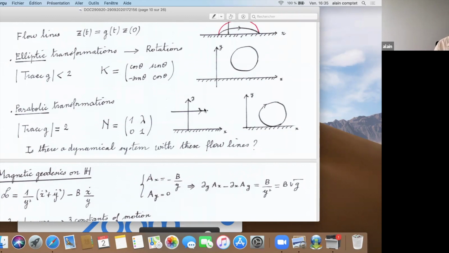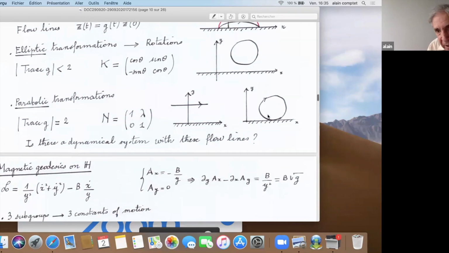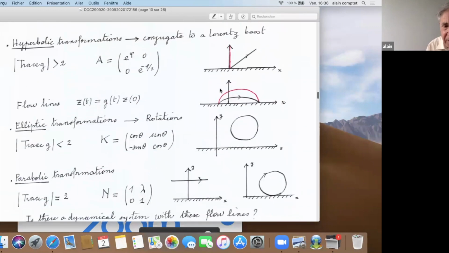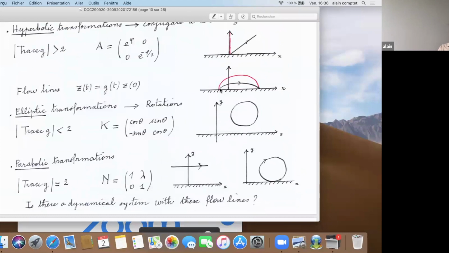But if you perform a conjugation, you can go from here to here. So the flow line is also this one, which is a horocycle. This is a circle which touches infinity at this point. So now the link with the magnetic field is the following. A natural question one can ask when you see all these figures is the following: is there a dynamical system with these flow lines?